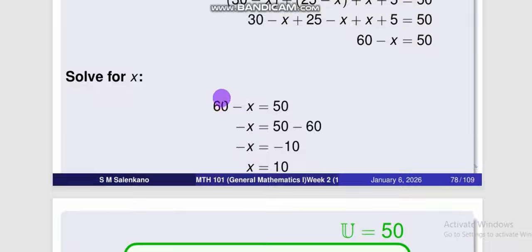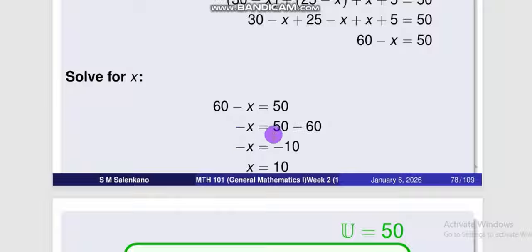What do you do? You take this 60 to the other side. It will become minus 60, right? And this side you will be left with minus x is equal to this 50. You bring the 50 here. When it crosses the equality sign, its sign will change, so it will become minus 60. Again, you keep your minus x is equal to 50 minus 60, which will give you minus 10.